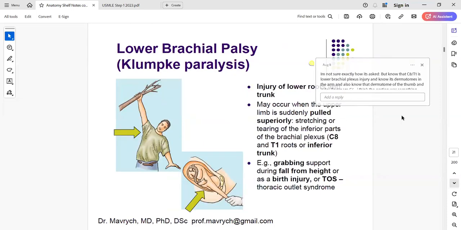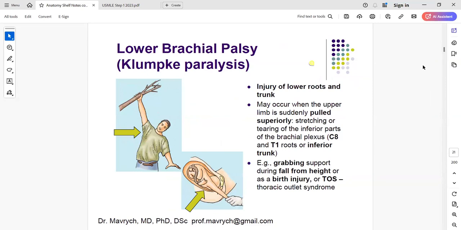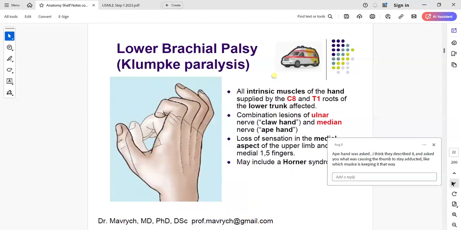Okay. Klumpke's paralysis. It's not that important, but yeah, in childbirth and also when you're falling and you cling on to something to help you, lessen the impact of your fall, that is when there's tearing of the brachial plexus, which is C8, T1, the inferior trunk, right? So yeah. It's a very common birth injury, and thoracic outlet syndrome as well. In thoracic outlet syndrome, C8 and T1 usually shut down.